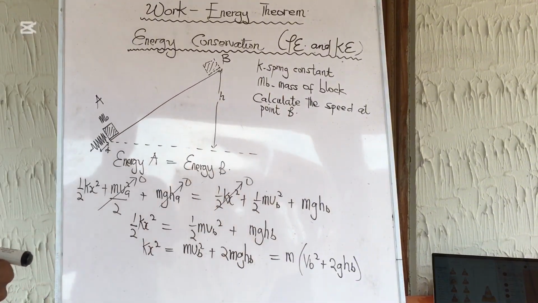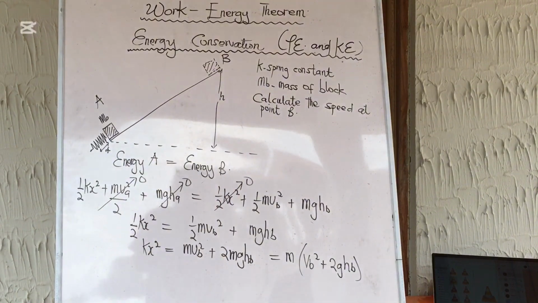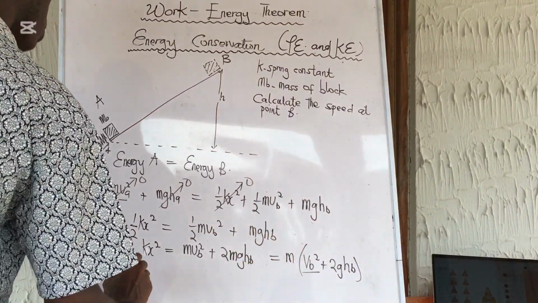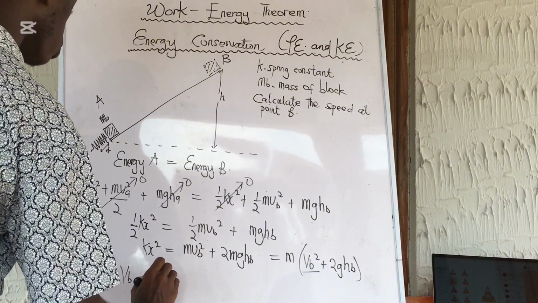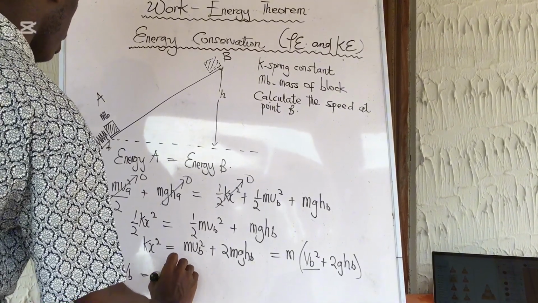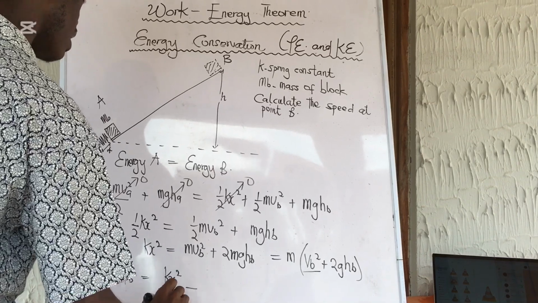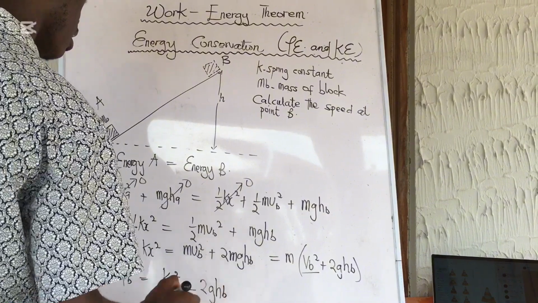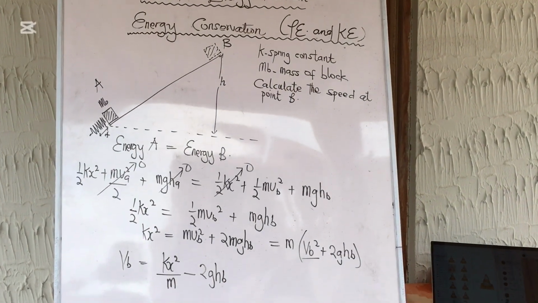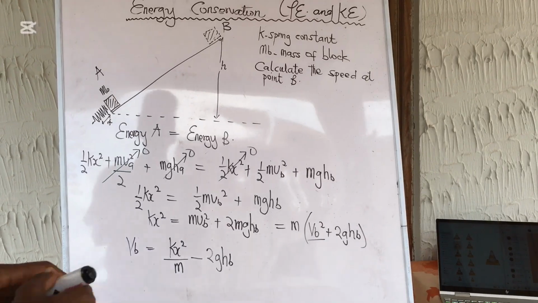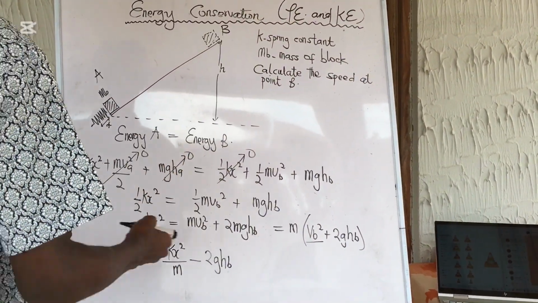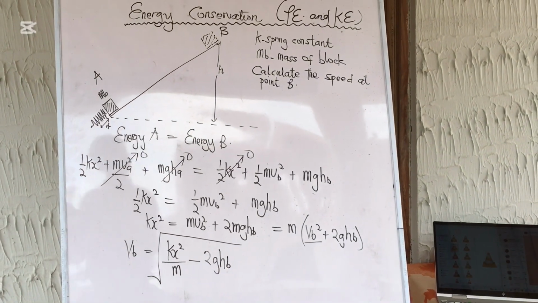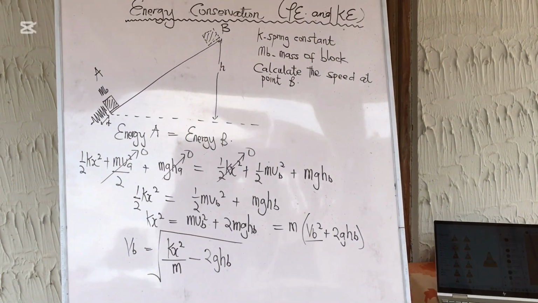So the question is, find the speed at point B. So finding the speed at point B is this. You just have to make vB the subject. So your vB will be equal to kx square divided by your mass, minus your 2ghB. I don't know if the camera can capture that side. Yeah, so your 2g hB at point B. Then because it is a square, you take everything under the square root. So this is the formula that will help you find the velocity at point B.